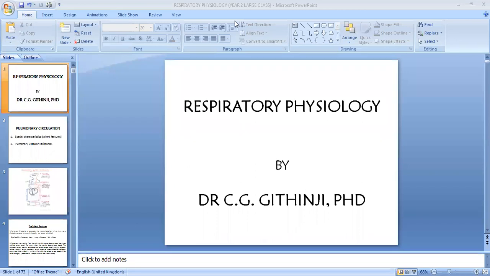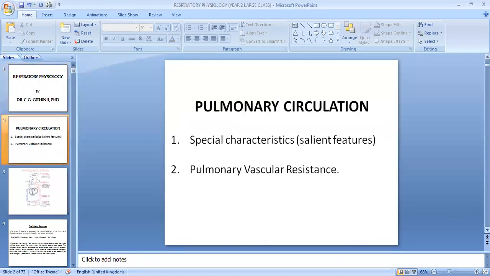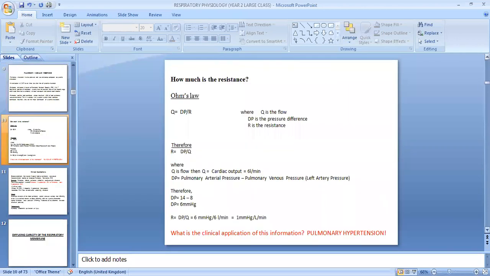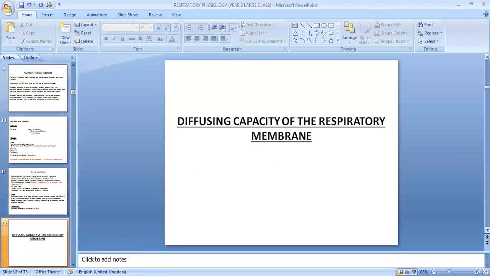So yesterday, I started on pulmonary circulation. Incidentally, I cannot enlarge my slides. The minute I enlarge, then I have a problem moving from one slide to the other. So bear with the smaller size. We did pulmonary circulation, and we said today we are going to start on diffusing capacity of respiratory membrane. Diffusing capacity of respiratory membrane. I hope the noise of the background is not so disturbing so that I move on.